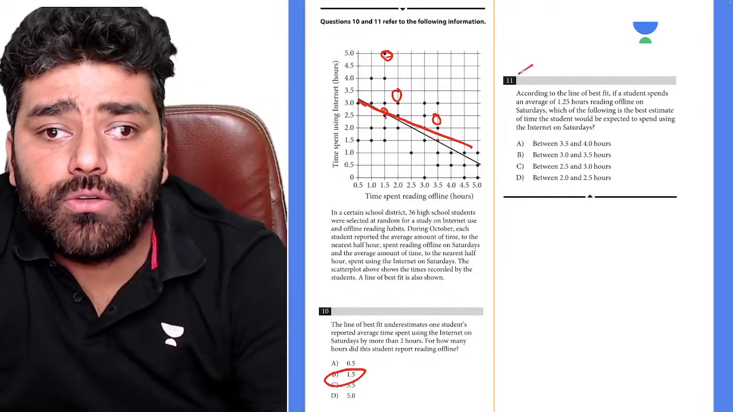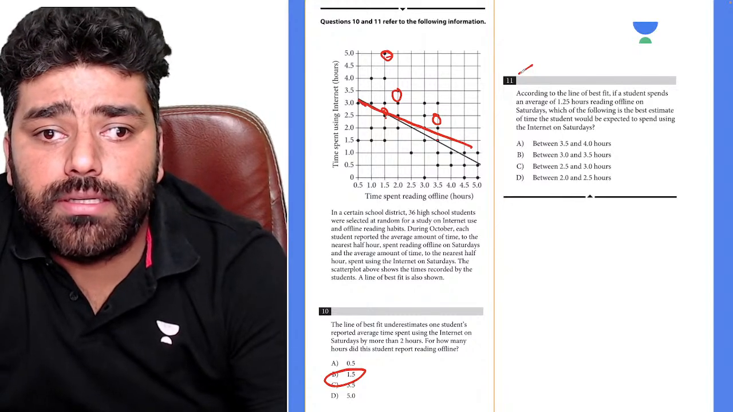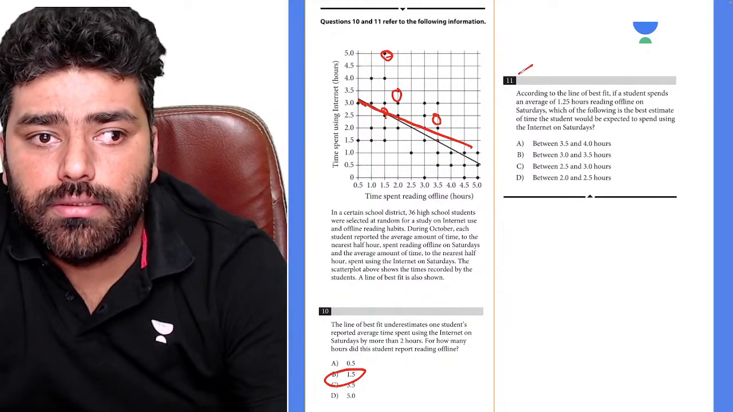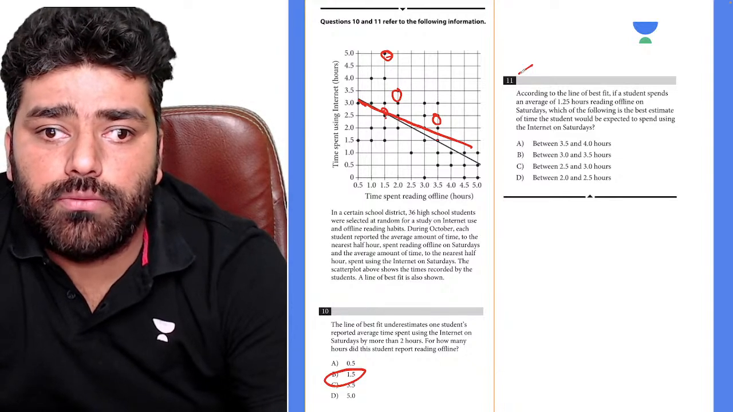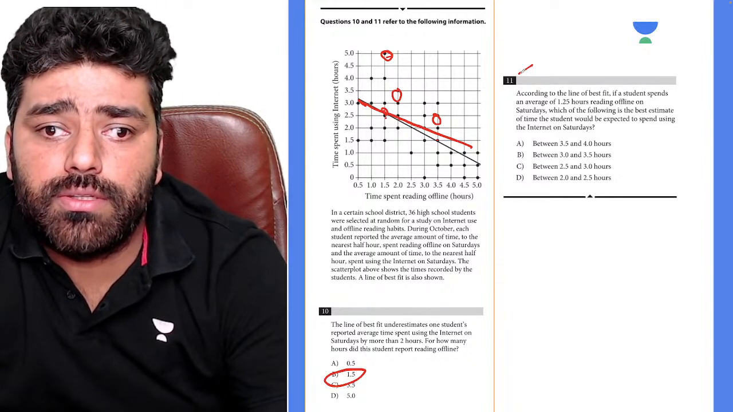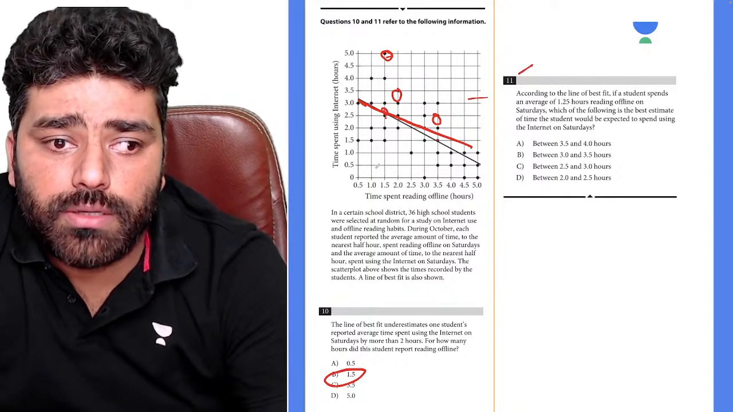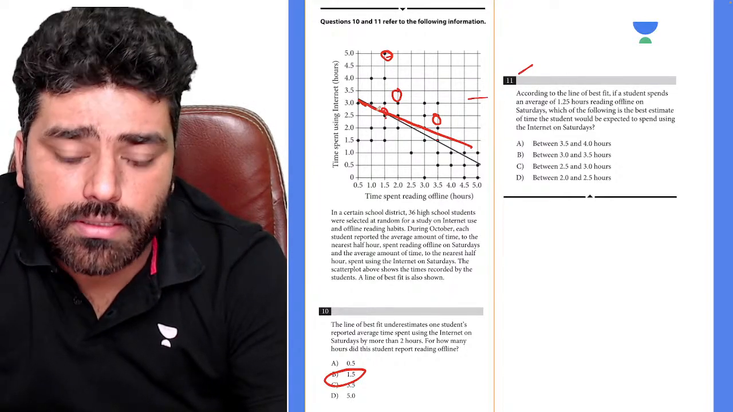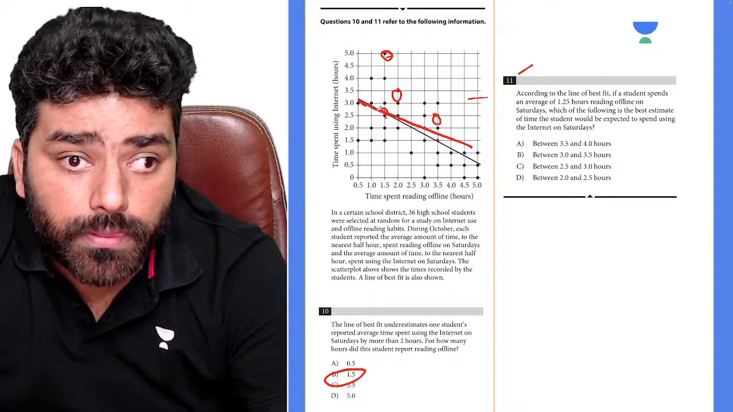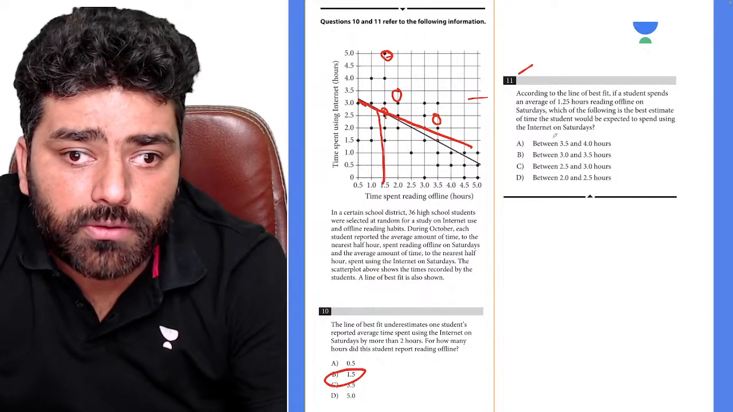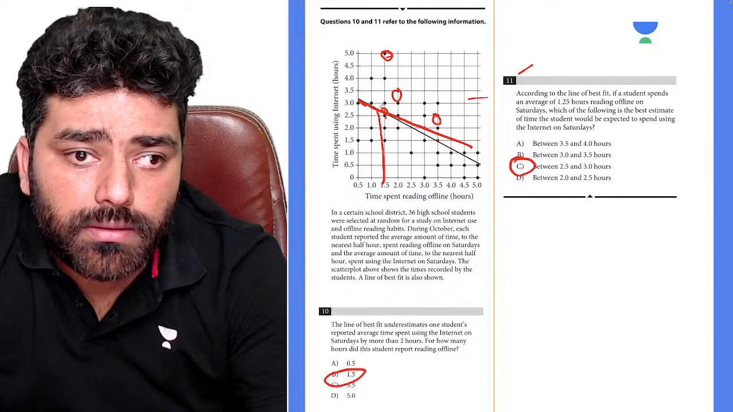Question number 11. According to the line of best fit, if a student spent an average of 1.25 hours reading offline on Saturday, which of the following is the best estimate of the time spent using the internet on Saturday? So what will be 1.25? 1.25 is here, right? So it should be between 2.5 and 3.